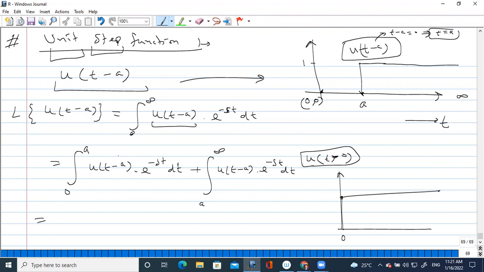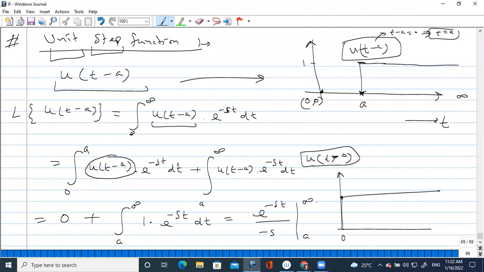Now what value to take for this function between 0 to a? Between 0 to a, this value is 0, so that part will be 0. Between a to infinity, this value is constant, that is 1. So you put 1 into e to the power minus st dt for a to infinity. Now you can integrate this. It will be e to the power minus st by minus s, with limits a to infinity. So note down this first.